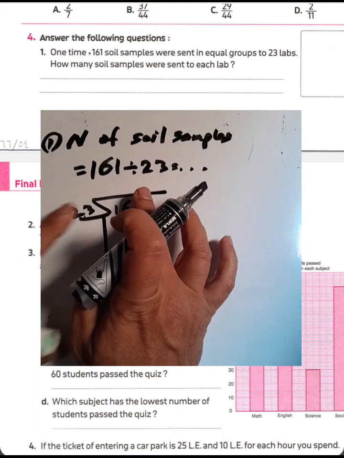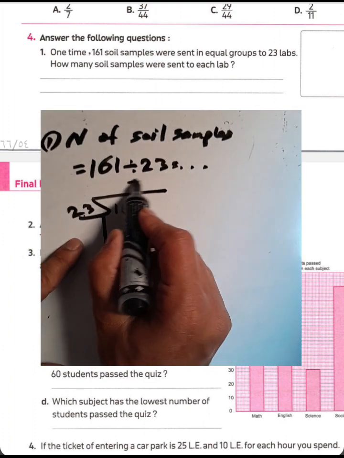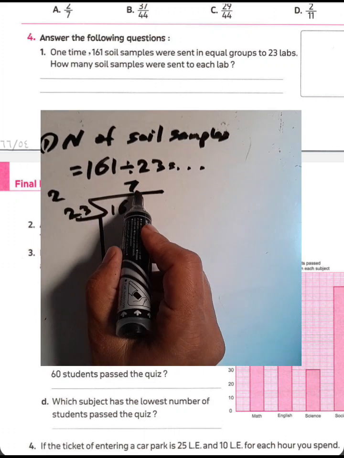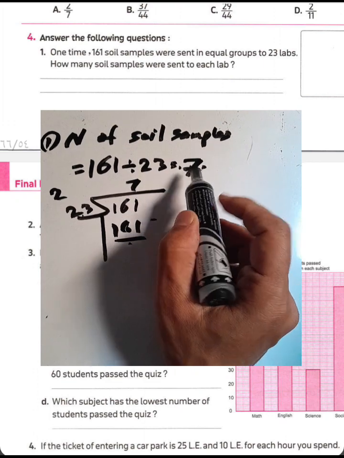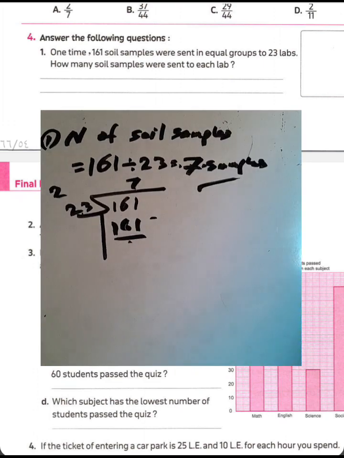This number 161 is nearest to 7. 3 times 7 equals 21. Write 1 and carry 2. And 2 times 7 equals 14. 14 plus 2 equals 16. Then we have 7 samples. We have 7 samples.